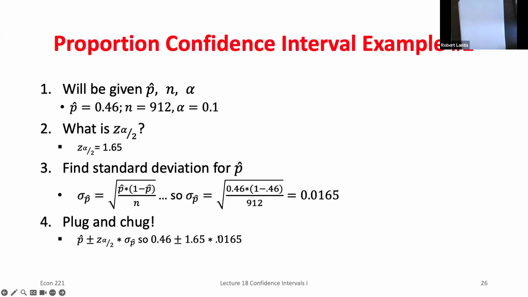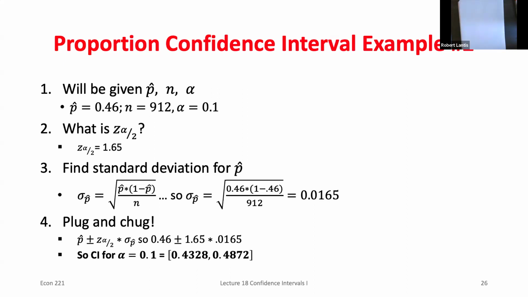add my margin of error to get my upper bound, subtract my margin of error to get my lower bound. And I can see that with 90% confidence, I can say the true proportion of people who were planning to vote for Clinton in 2016 was between 43 and 48.9-ish percent, right? Or 0.43 to 0.487 being the proportion of people.